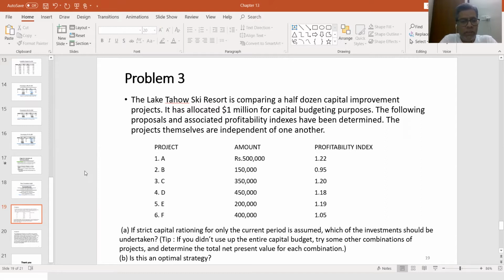So that's why we need to keep that in mind. But the question is why we didn't select project E, because only this amount of money we can consume, 200,000, because we need to maximize our budget by allocating funds into the investment.